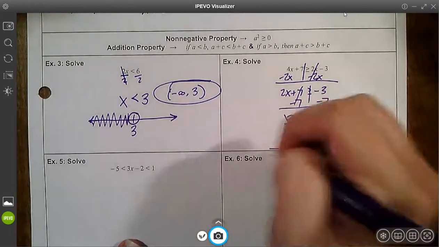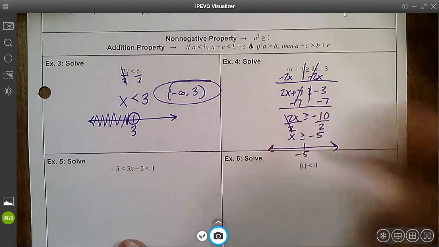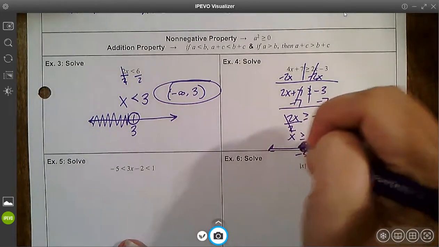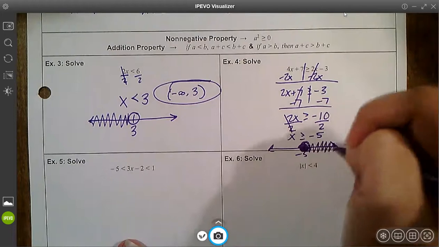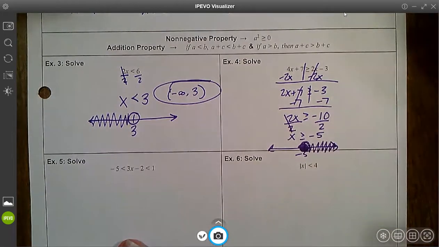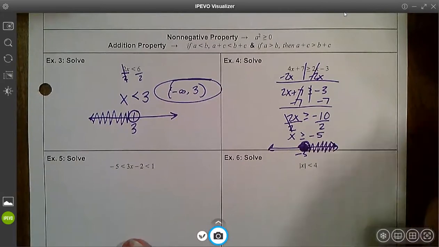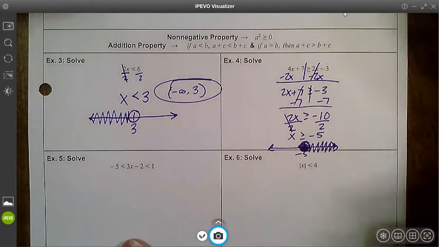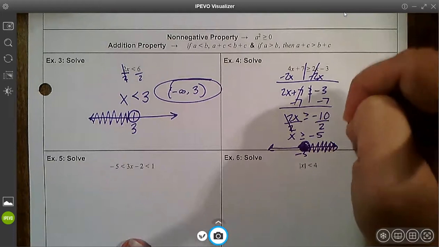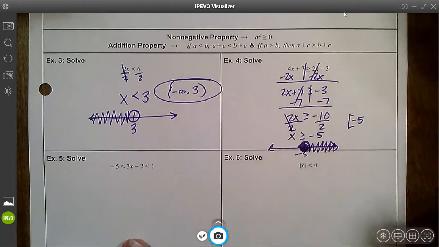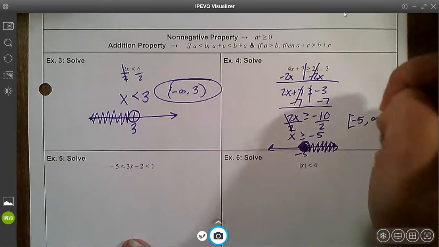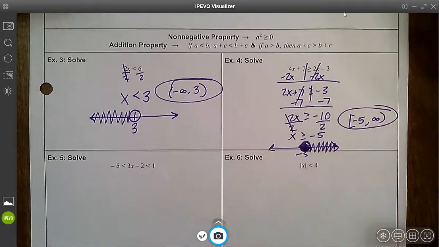If I'm graphing this, greater than or equal to means it's a closed circle at -5, and I'm going greater than. If I write this in interval notation, then if it's greater than or equal to -5, then -5 is the lowest it can be. It's or equal to, so it has that hard bracket, and then we're going to infinity.